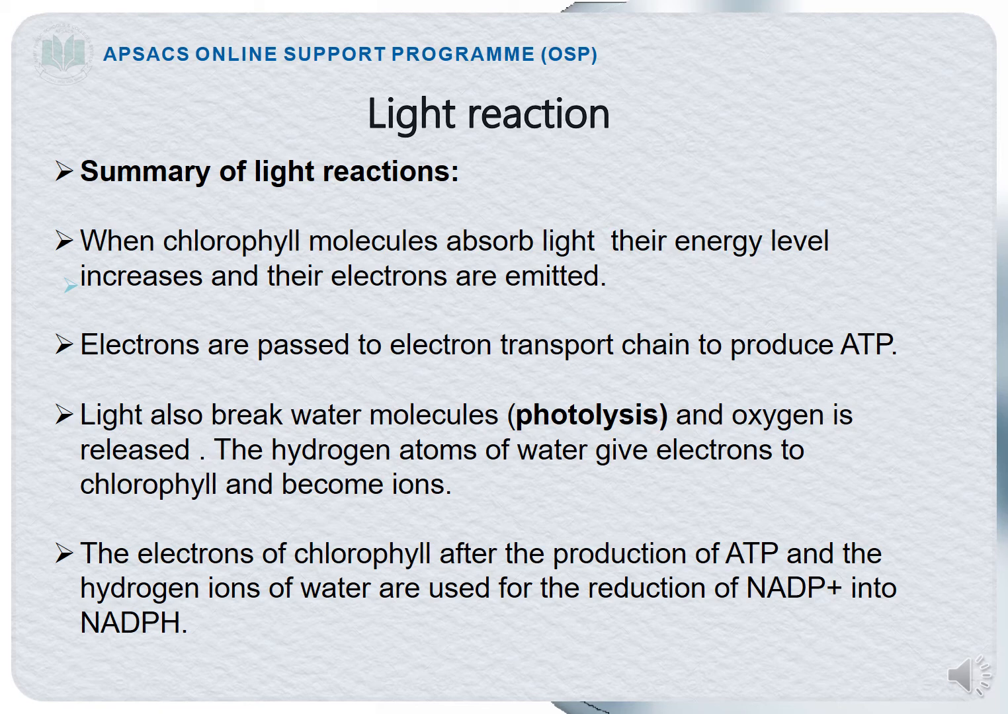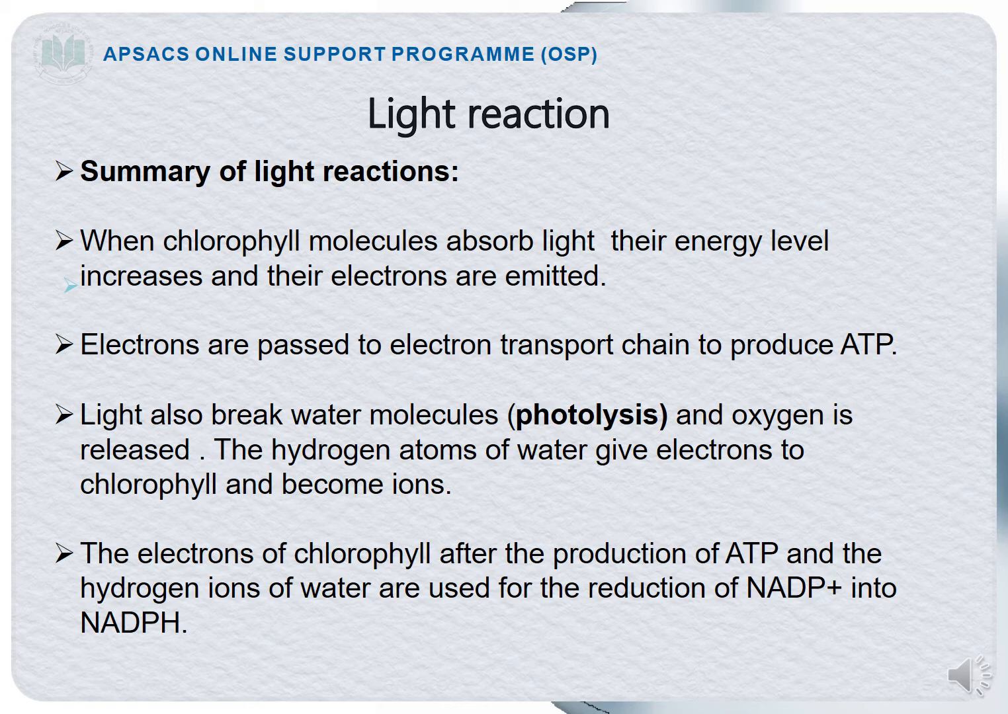So the hydrogen atoms of water give electrons to the chlorophyll and become ions. In turn, hydrogen will give its electron to the chlorophyll and it will become an ion. So the electrons of the chlorophyll after the production of the ATP, and the hydrogen ions of the water, are used for the reduction of NADP plus into NADPH.